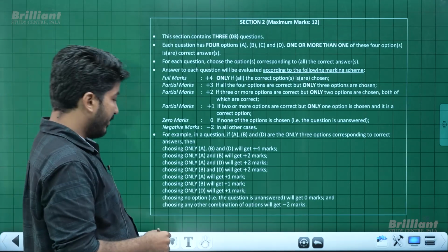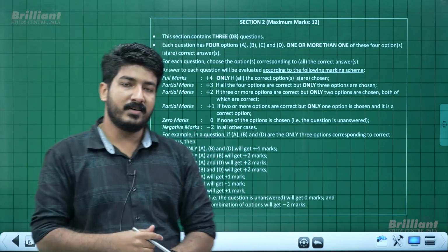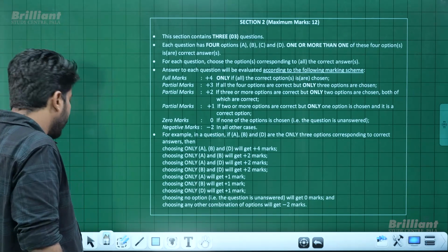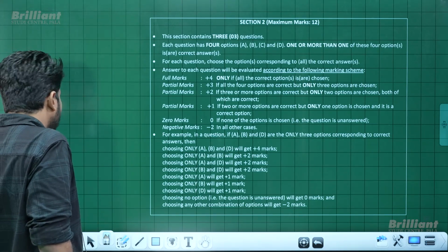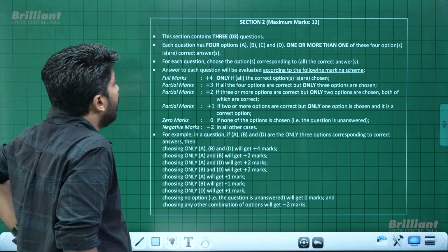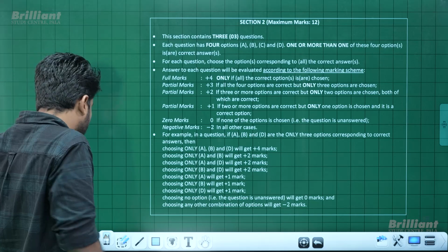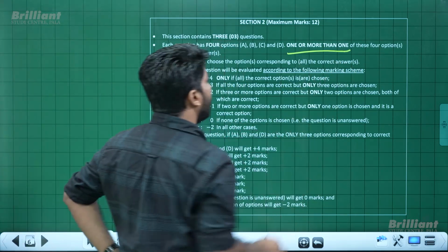Okay, so that was the first section of the question paper, paper 1. Single correct answer type questions were there, 4 were there. Now, fifth onwards, we have section 2, that is multiple correct. One or more options will be correct here, right? So let's see what are those questions.